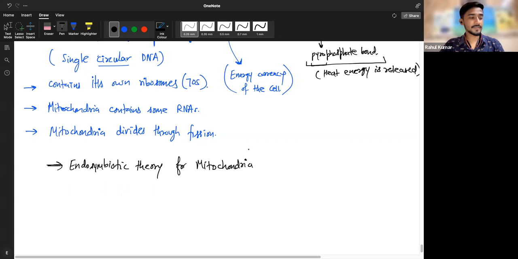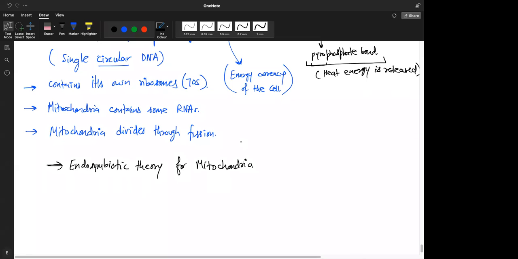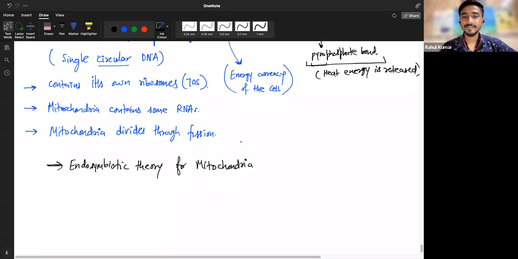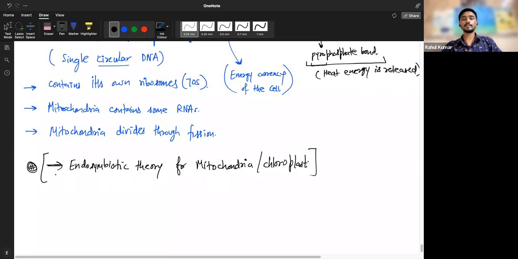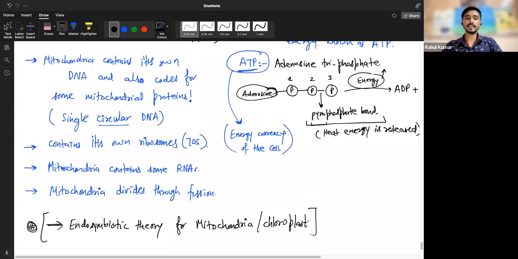Just like mitochondria, there is one more organelle which has its own DNA, its own ribosomes, its own RNAs, and a double membrane. Iram just took the name a few minutes ago. Plastids. Chloroplasts, right? Chloroplasts are also like mitochondria. They are only present in plant cells. Mitochondria is present in both plant and animal cells. But endosymbiotic theory for mitochondria and also for chloroplast has some proofs to believe in. Otherwise, it does not make sense for an organelle to have all of these characteristics, right?